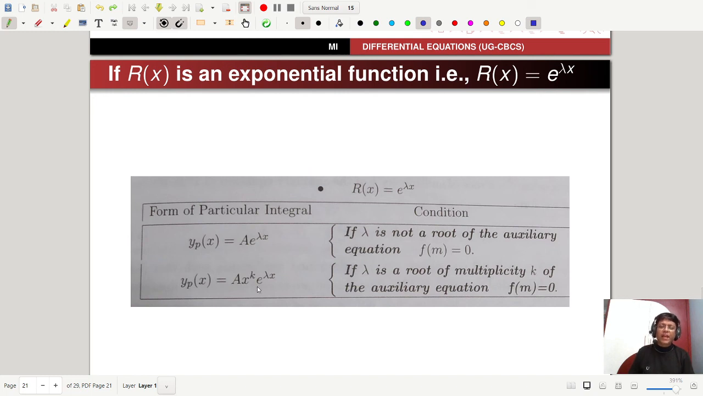Suppose you have higher order derivatives also, so these results are for higher order derivatives, not second order. It can be more than second order, so it will be a third order differential equation, fourth order differential equation, or nth order differential equation. So if lambda is a root of multiplicity k, then you have this type of result. Those results are actually generalized. We generalize the concept of the previous results.